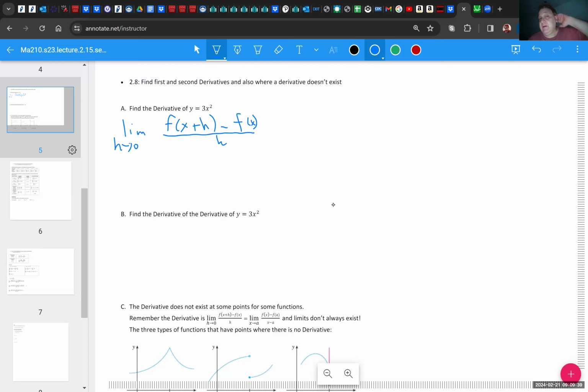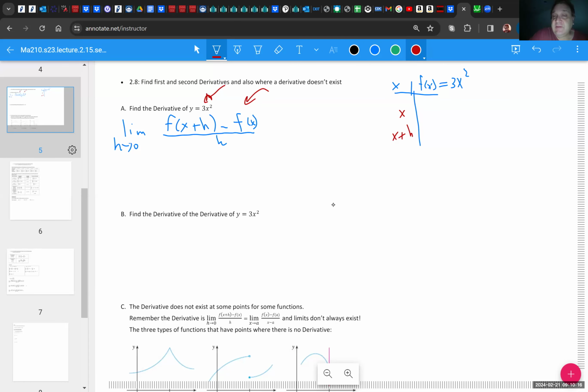And so instead of plugging in a number for x or even plugging in the letter a, as we did previously, we're just going to leave it as x. We're going to actually find the derivative at any point x. And just to recall, we have to simplify the numerator of the fraction. So we have our function, which was given to us in equation form as 3x squared. And then we're going to be plugging in x and x plus h. Those are our two values that we're plugging into our function.